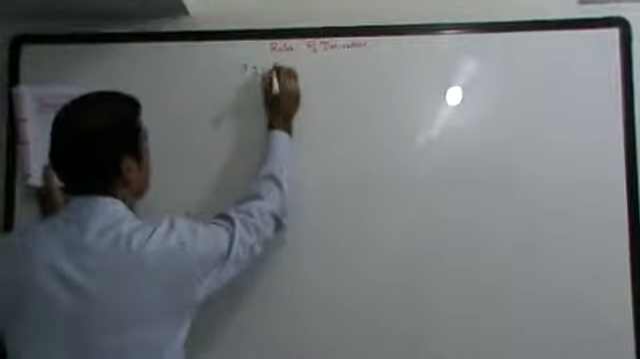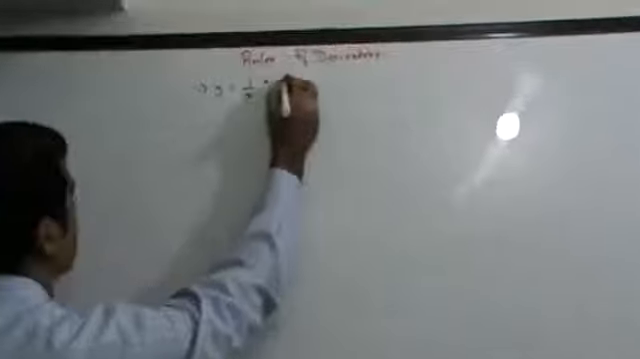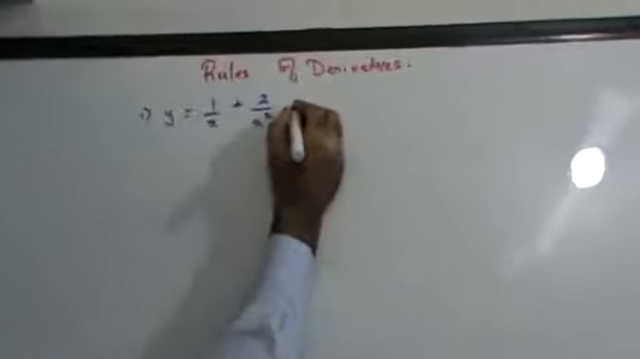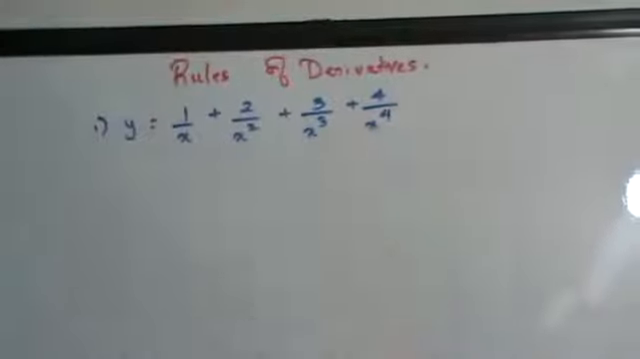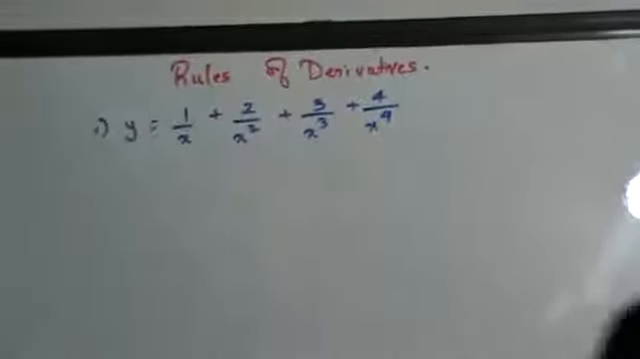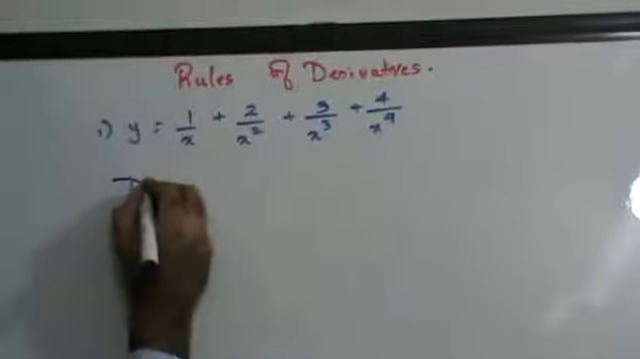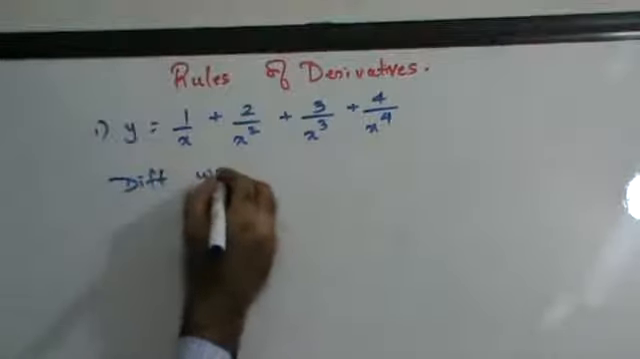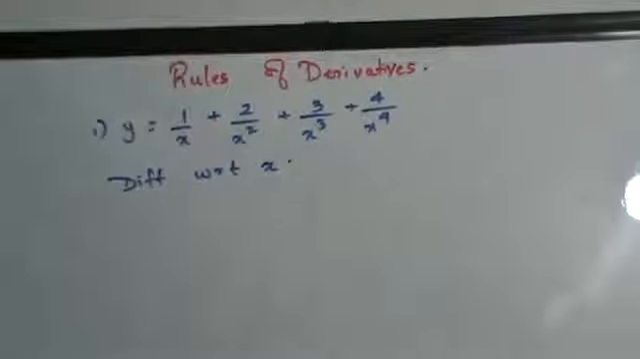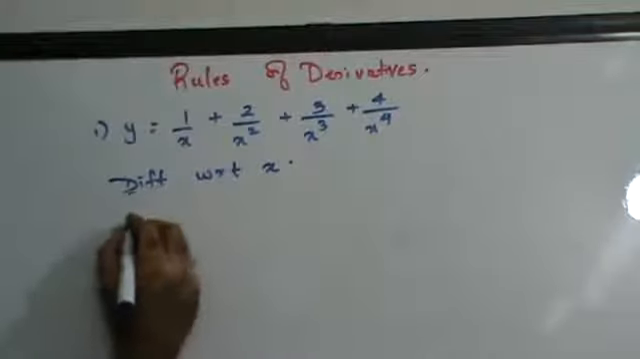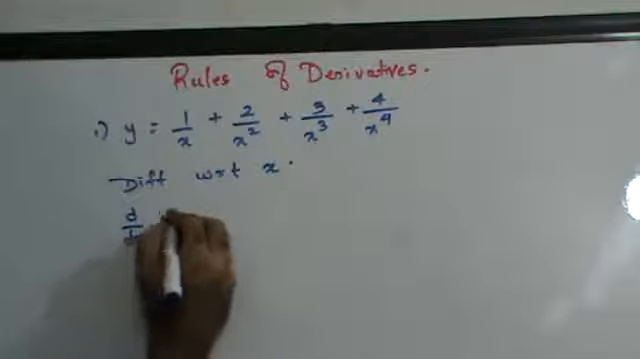y is equal to 1 upon x plus 2 upon x square plus 3 upon x cube plus 4 upon x raised to 4. Right? Let's see how we do this sum, guys. The first thing that you have to do is write differentiate with respect to x. What do you mean by that? You multiply both the sides by d by dx.